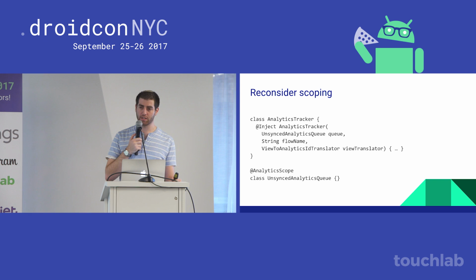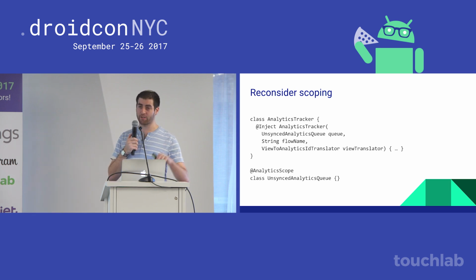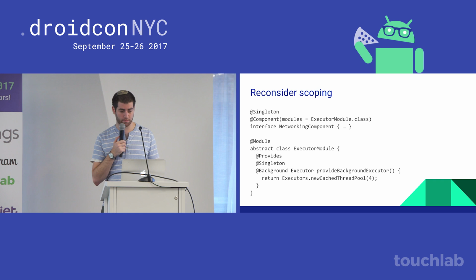So key is look at exactly what needs to be scoped. It'll make your code a lot more idiomatic. Now it's very clear what has state and what doesn't. And now you can create lots of analytics trackers throughout your app. You don't need the exact same instance, and you're saving a lot of runtime cost.